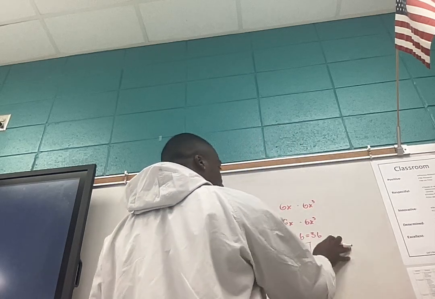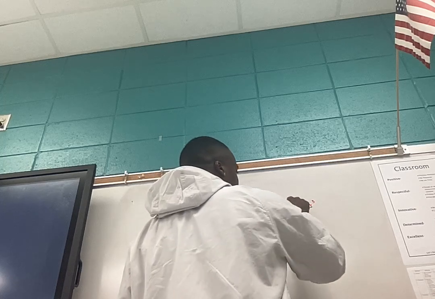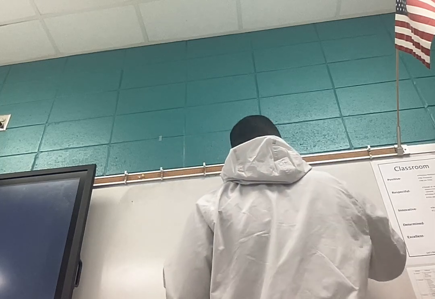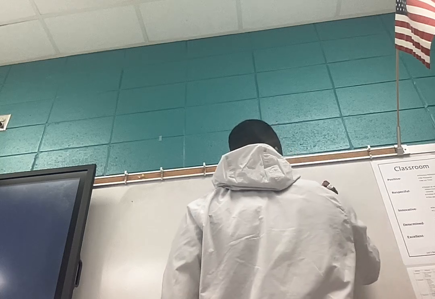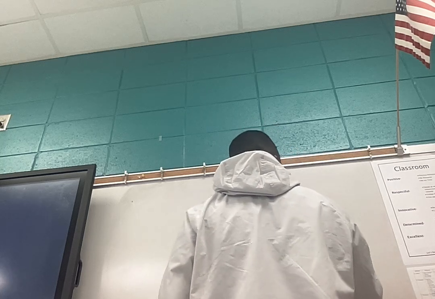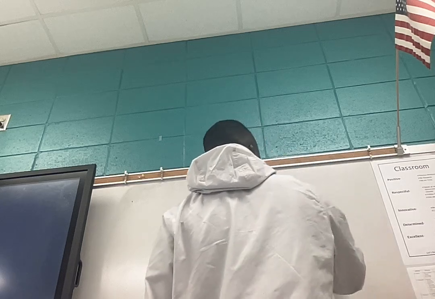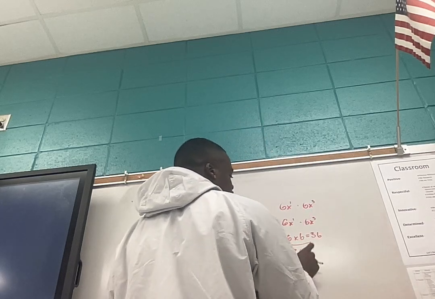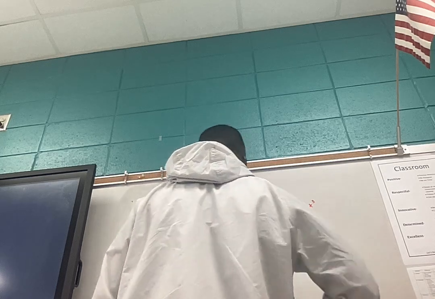I'm sorry. So 12, we had 6x times 6x to the third power. So now we have to add a variable. So we know that 3 plus 1 equals what? 4. So I'm sorry, I skipped one. So that was 36x to the fourth power. So now I'll erase this one.